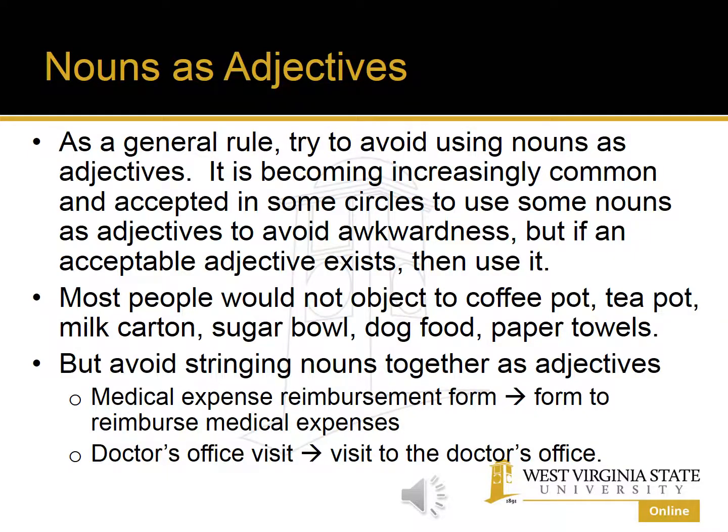And also, you should avoid stringing nouns together as adjectives. For example, I've seen this on our health forms, a medical expense reimbursement form. That's typical technical writing jargon or medical jargon, but if I were writing an essay, I probably wouldn't write that. I probably would write, here is a form to reimburse medical expenses. Then we have no nouns being used as adjectives there. Medical is a valid adjective. Or instead of saying doctor's office visit, we could just say visit to the doctor's office.